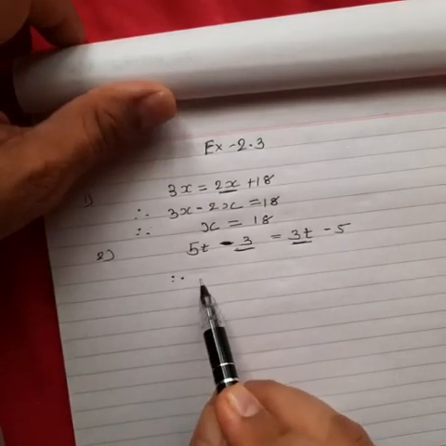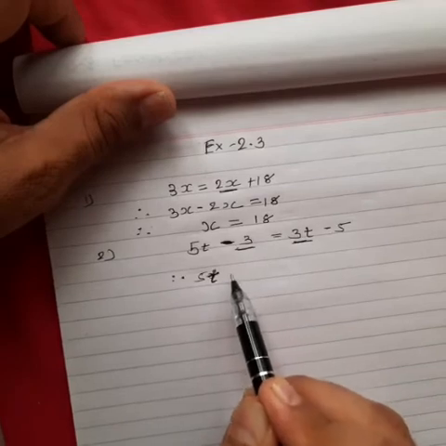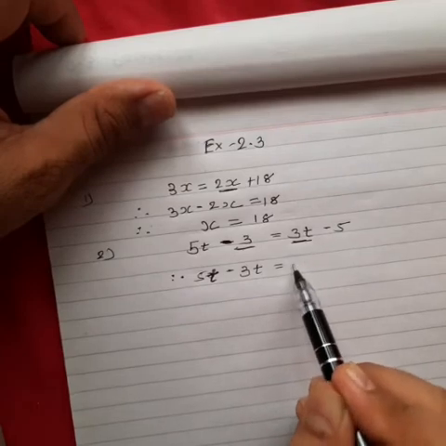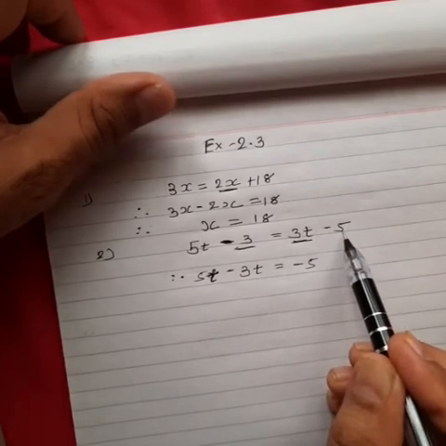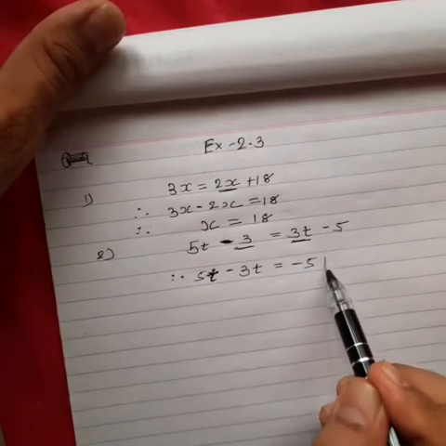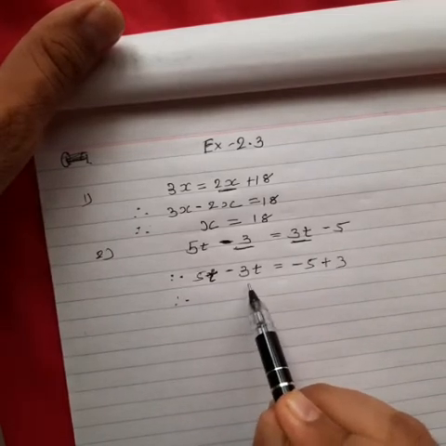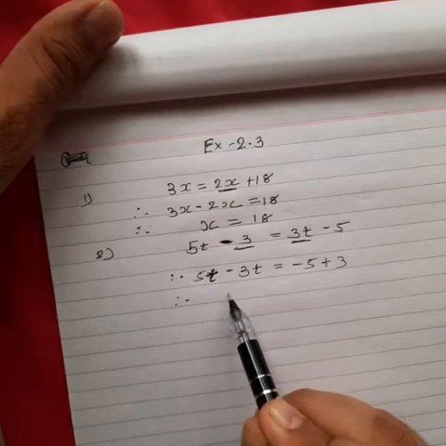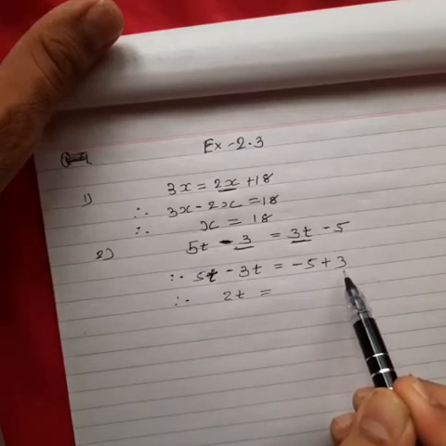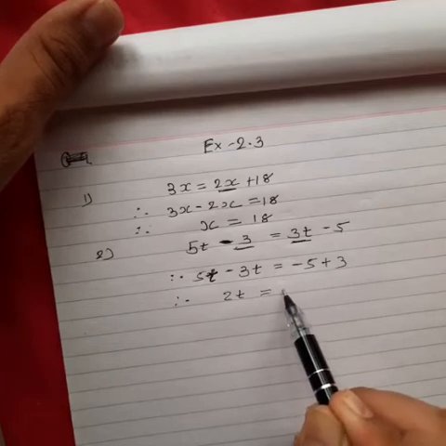So what do you write now? 5t, 3t to the other side, that is minus 3t, is equal to minus 5, that is as it is. Don't change anything. Okay, and when you shift minus 3 to the other side, it will be plus 3. So 5t minus 3t, 5 minus 3, 2, like terms, so it is 2t. And minus 5 plus 3, plus and minus, greater number sign, 5 minus 3, 2, greater number sign is minus, so you get minus 2.